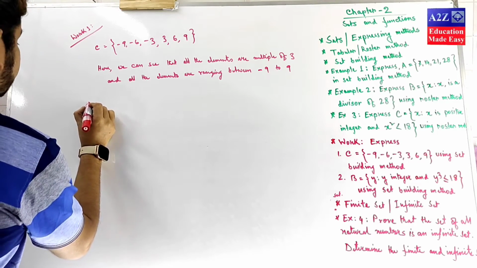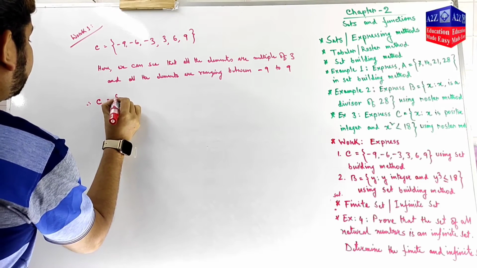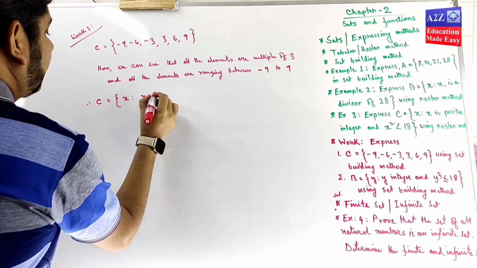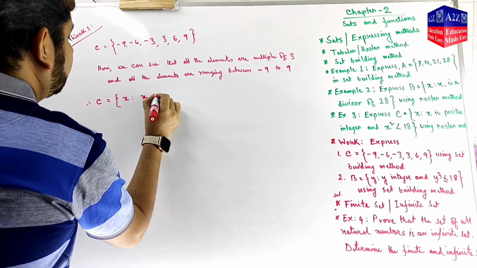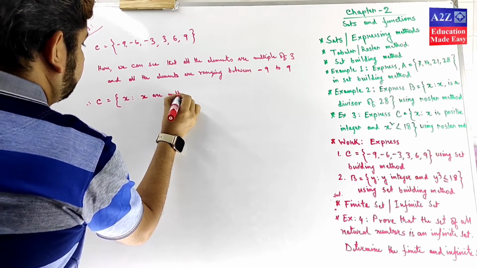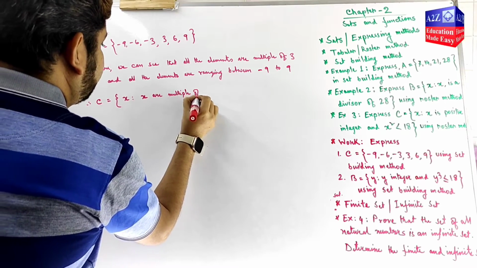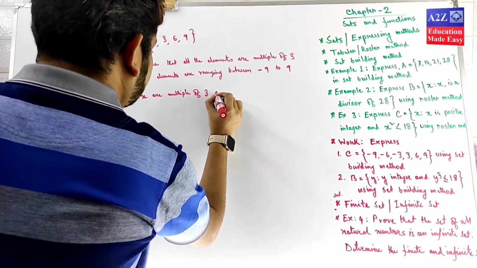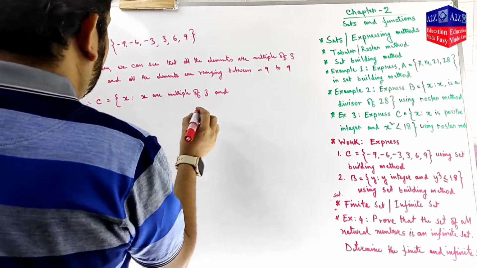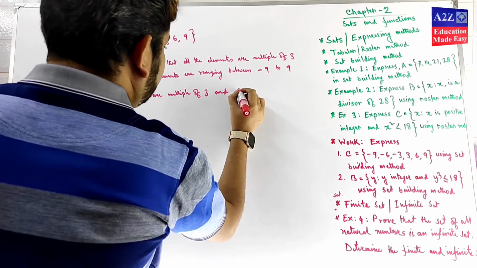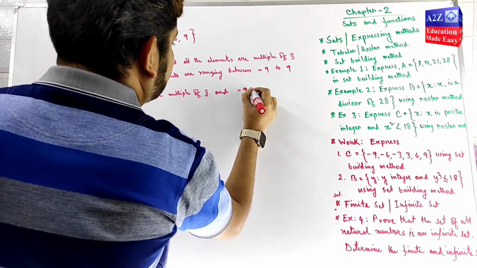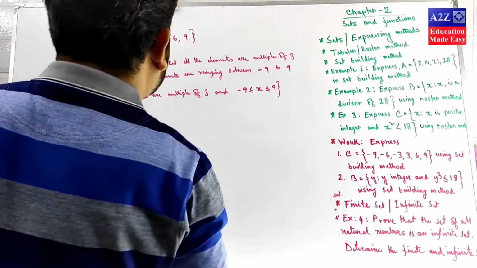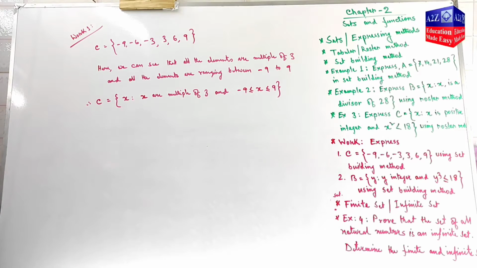So if I would like to prepare a set using the set building method, let's say C is the set of elements X such that X are multiples of 3. This is one property. And the variable X is ranging between -9 to +9. Actually, this is the answer using the set building method.